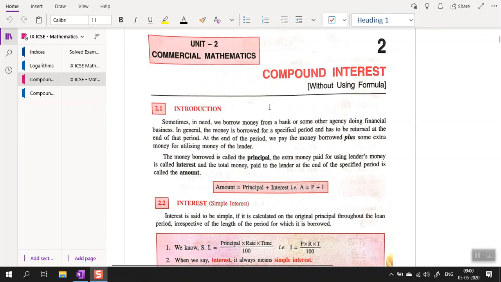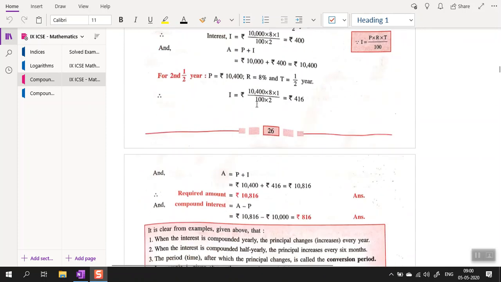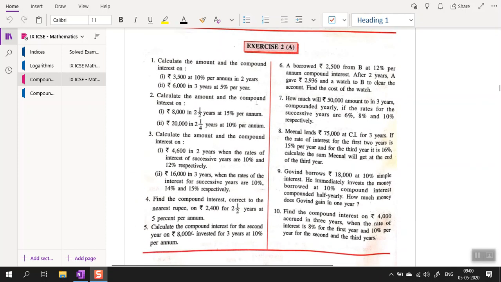Okay, let us solve some doubts from Maths Chapter 2, Compound Interest. Now the first doubt, I have marked all the doubts. Now the first doubt which was asked to me from exercise 2A was question number 2, second one.